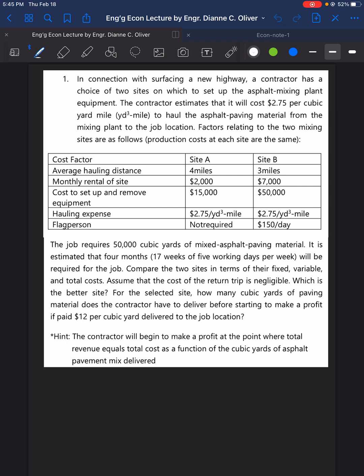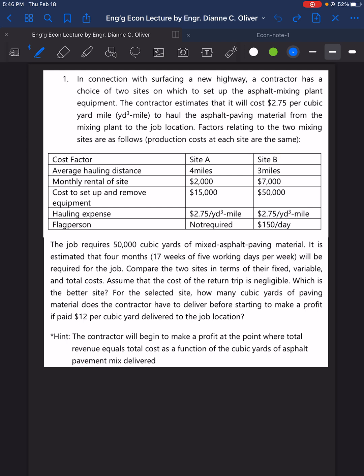Factors relating to the 2 mixing sites are as follows. Production costs at each site are the same. Now the situation here is the contractor is considering site A and site B as the asphalt mixing plant. So this is where the asphalt mixing material will be prepared. Site A is 4 miles from the job location, and site B is 3 miles from the job location.